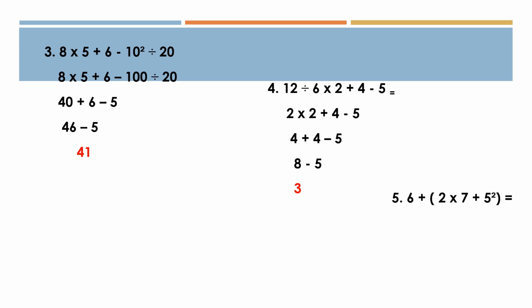Number 5. 6 plus, open parenthesis, 2 times 7 plus 5 square, close parenthesis. 2 times 7 equals 14. 5 square, 5 times 5 equals 25. 6 plus 14 equals 20 plus 25. The answer is 45.